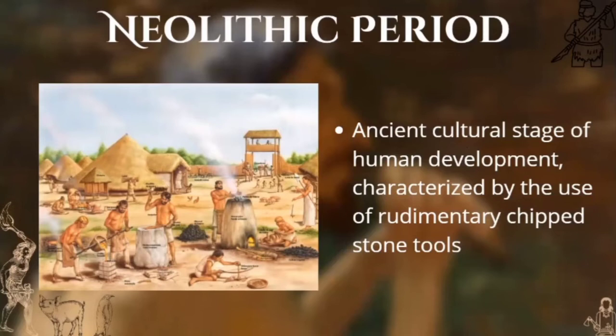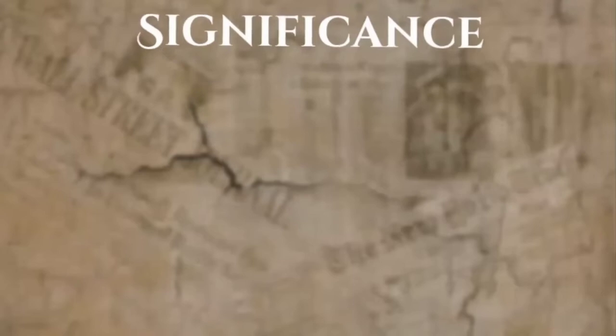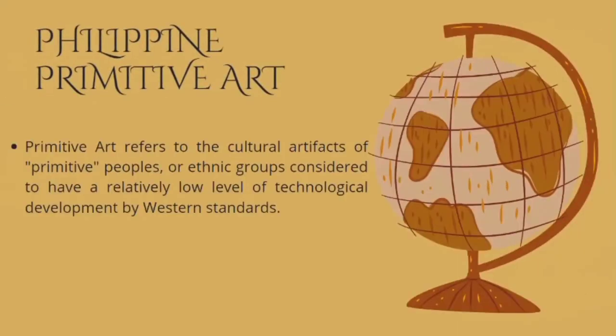Now let us move on to Philippine primitive art to be discussed to us by Mr. Giovanni. Primitive art refers to the cultural artifacts of primitive peoples or ethnic groups considered to have a relatively low level of technological development by Western standards. Primitive art is the art of societies that are primitive typologically rather than chronologically, because of the strong influence of violence and intimidation, which bend the people to their will and thus left a country hungry for its own identity.